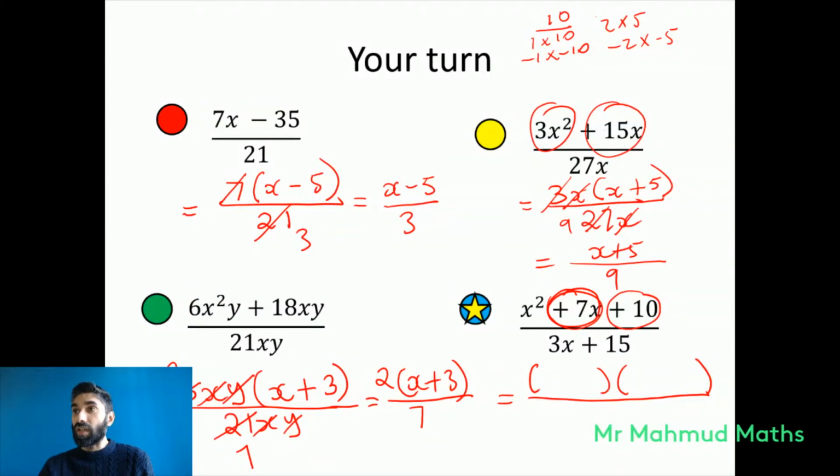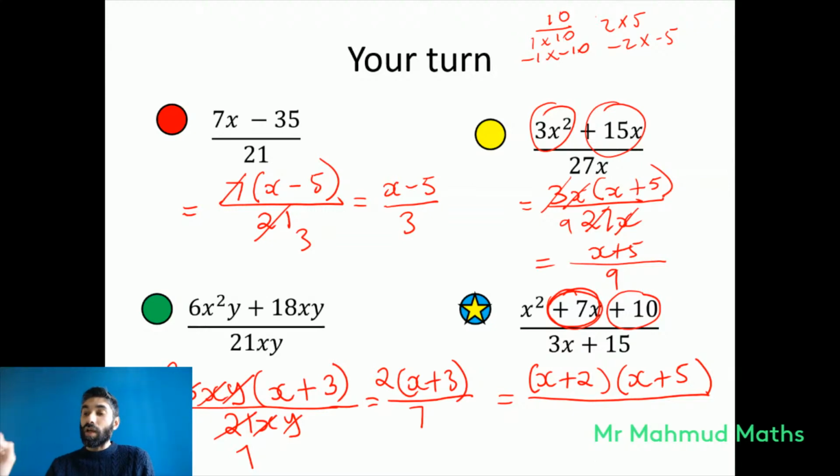Paul, yes. Paul, well done. Yes, it's plus 5 and plus 2. Brilliant. And Josh, yes. Good. It's 2 and 5. So we're going to write down 2 brackets with 2 x's in there. And the answer, like Paul said, they're both positive. So plus 2 and plus 5.